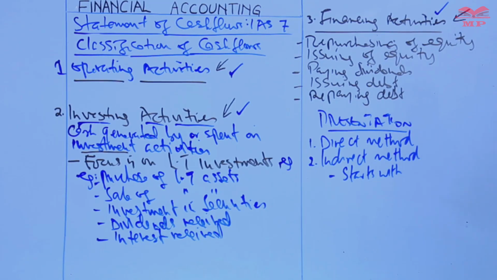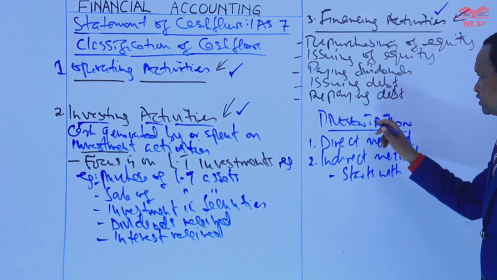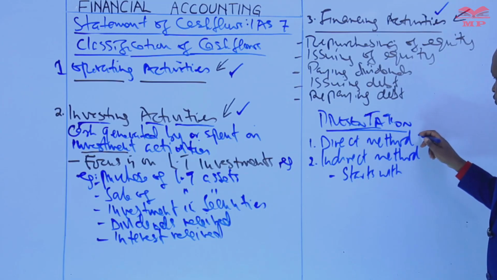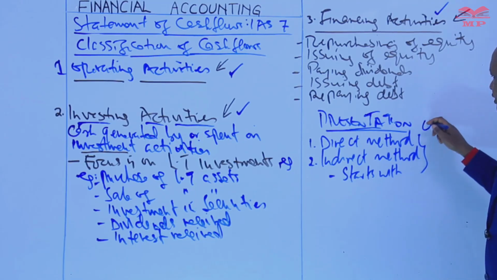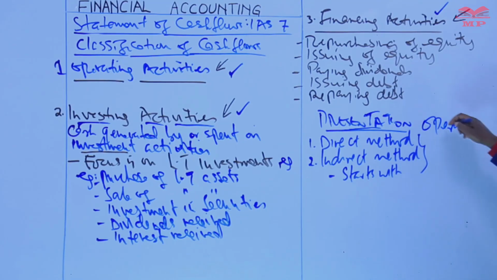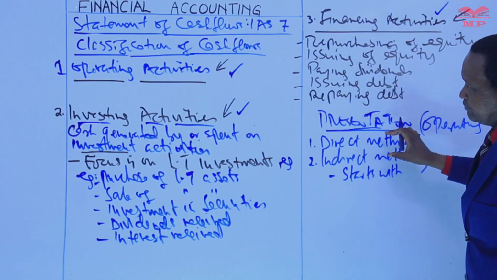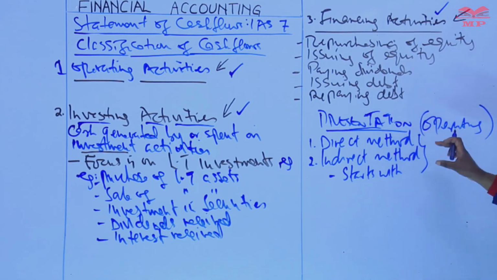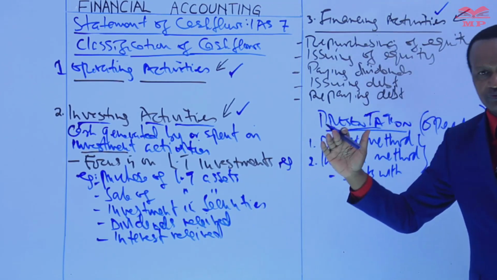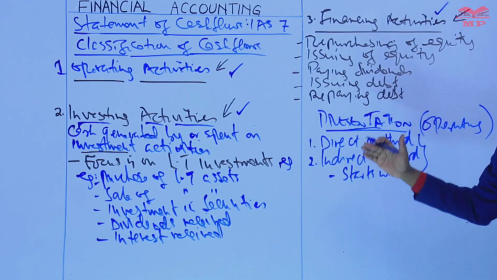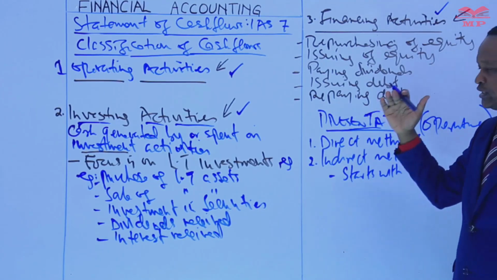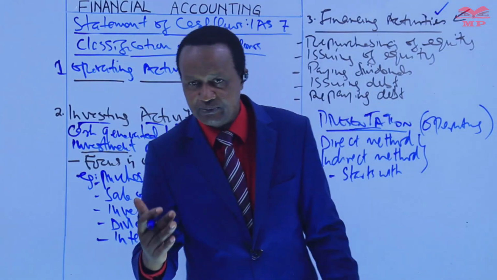All right, and then adjust for non-cash items and changes in working capital to arrive at the net cash provided by operating activities. So the only difference between these two methods is on the operating activities section. The other sections are the same. There are two ways to present the operating activities: the direct method or the indirect method.